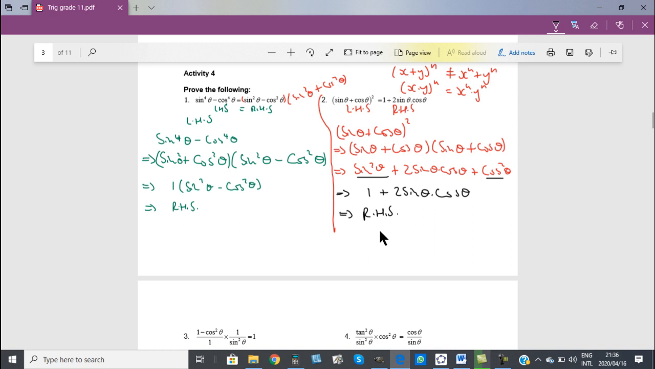Okay, and again if you know the right hand side, we prove this. We need to change this to sine squared theta plus cos squared theta, and then we will factorize that.